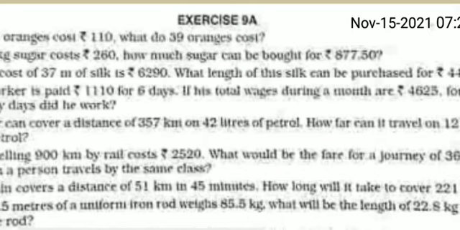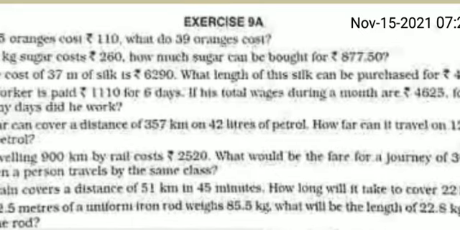Number 5. A car can cover a distance of 357 km on 42 liters of petrol. How far can it travel on 12 liters of petrol? Look, both the liters are the same, 42 liters and 12 liters. So these two items keep in the left hand side, and the distance 357 km, there is only one different type of unit. That's why it is kept in the right hand side. So you have to write like that.